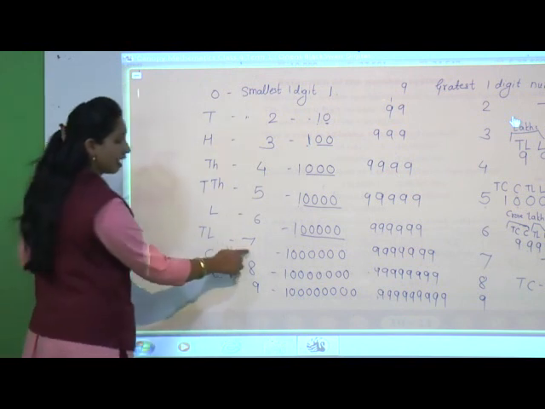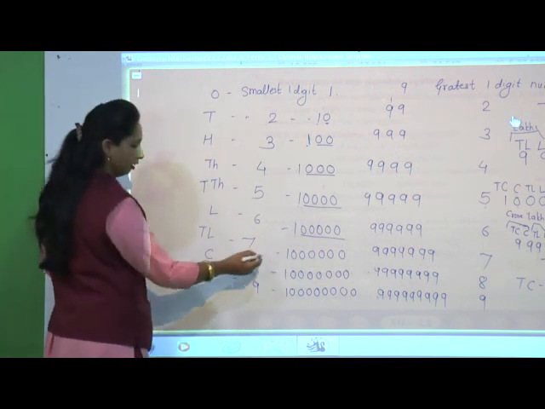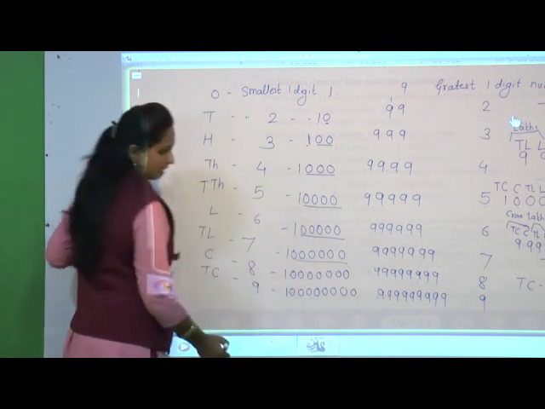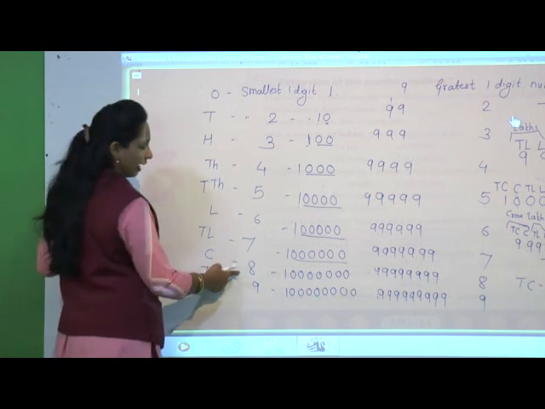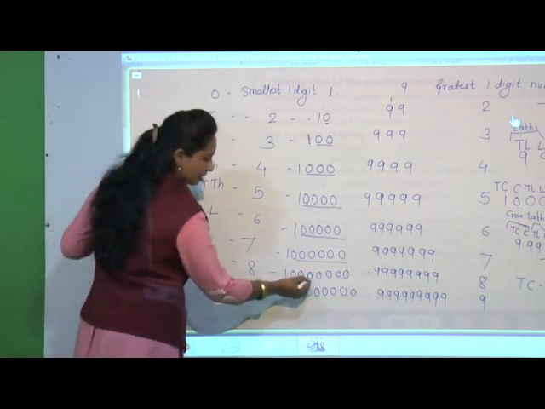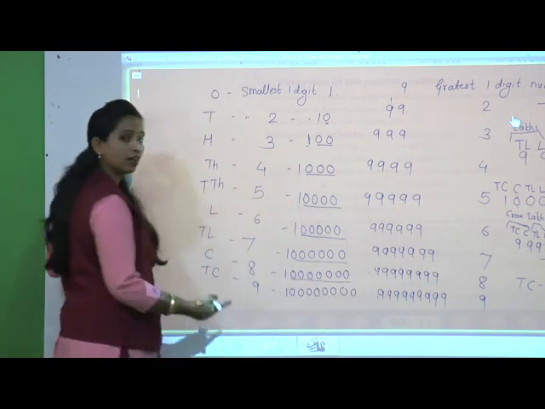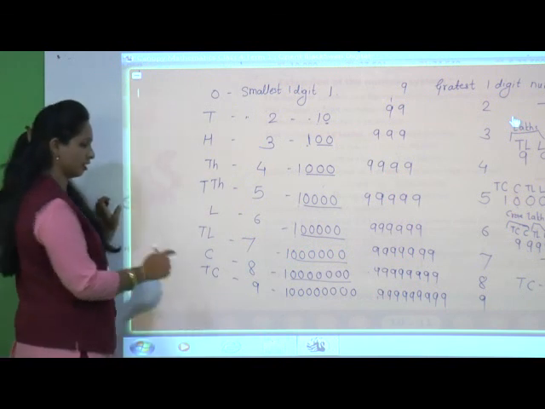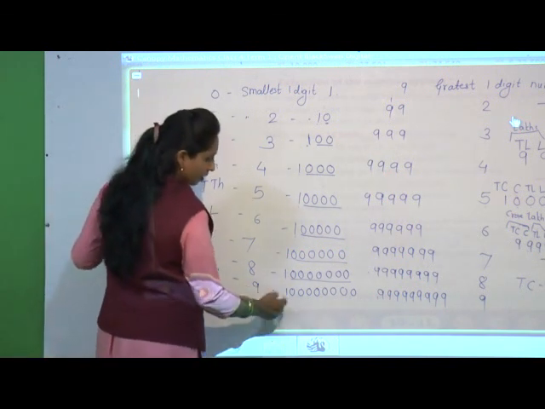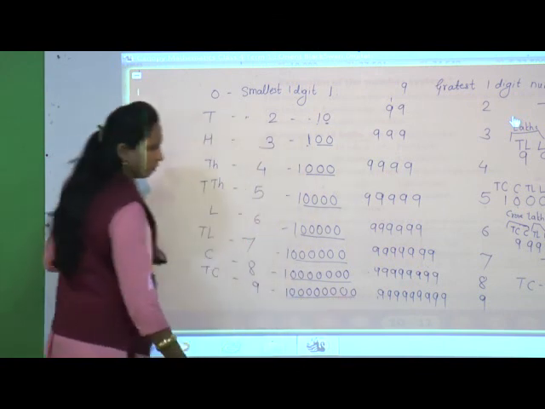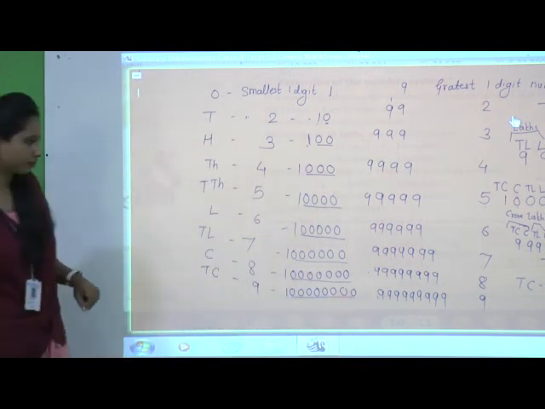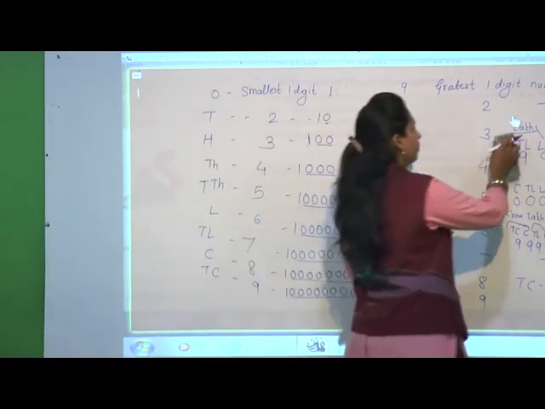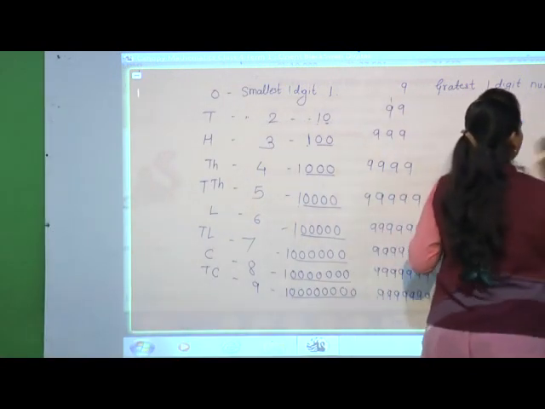Now see, in the 7-digit smallest number, how many zeros will be there? 6. Including 1, it became a 7-digit number. And in the smallest 8-digit number, 7 zeros will be there. Including 1, it became the 8-digit smallest. And in the 9-digit smallest number, 8 zeros will come. Now, when we are reading this number, we have to write in the proper manner. Okay, I'll tell you here.